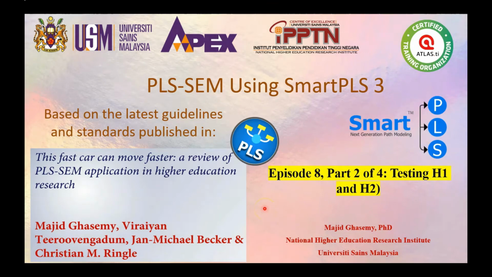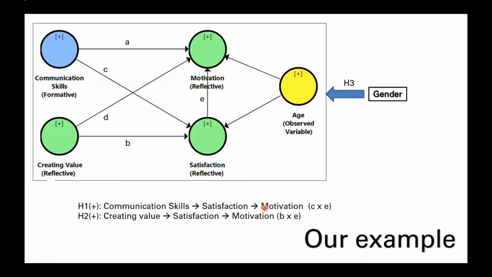In this video I'm going to show you how we can test our two mediating hypotheses. As you remember, this is our PLS model, and we have four latent variables in this model. Three of them are reflective measurement models and one of them is formative. We also have age as a control variable, and we are going to test these two mediating hypotheses. These two mediating hypotheses are directional hypotheses.